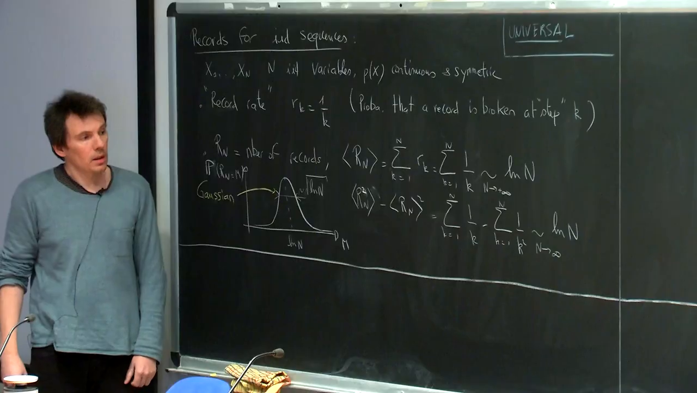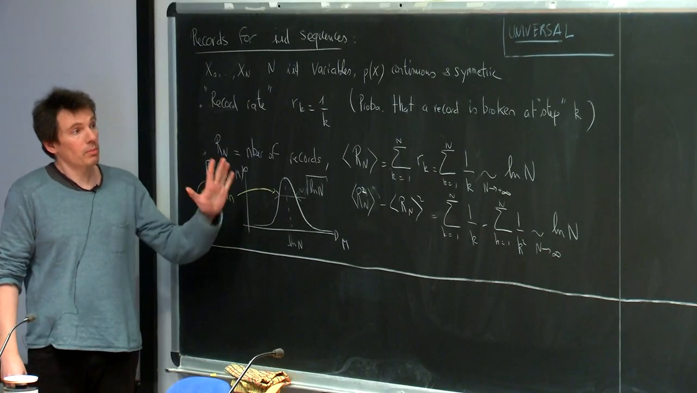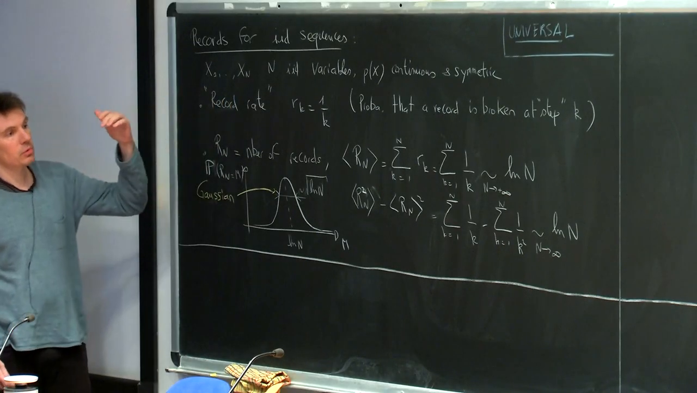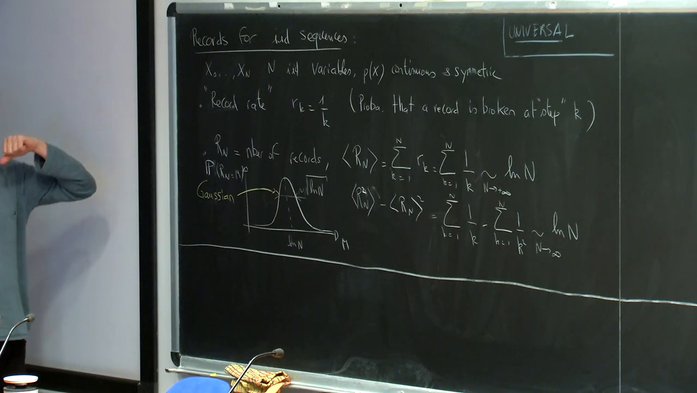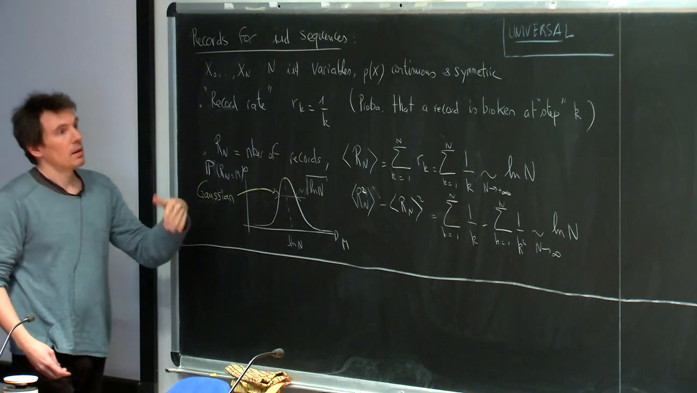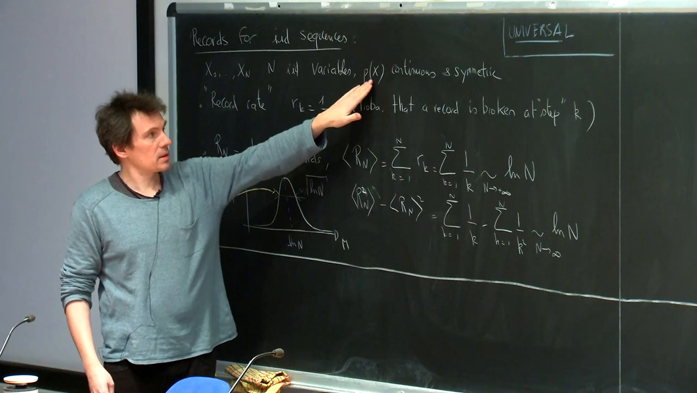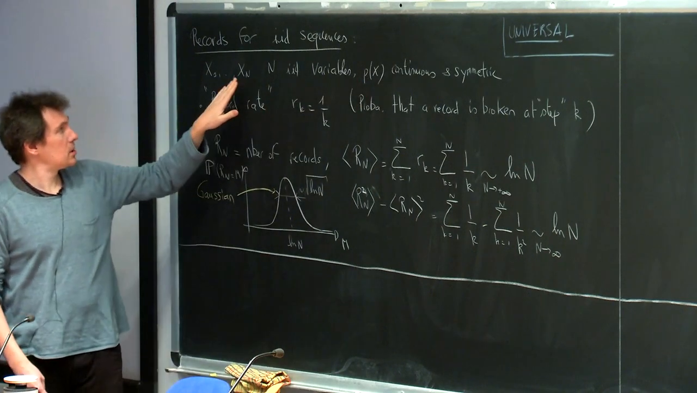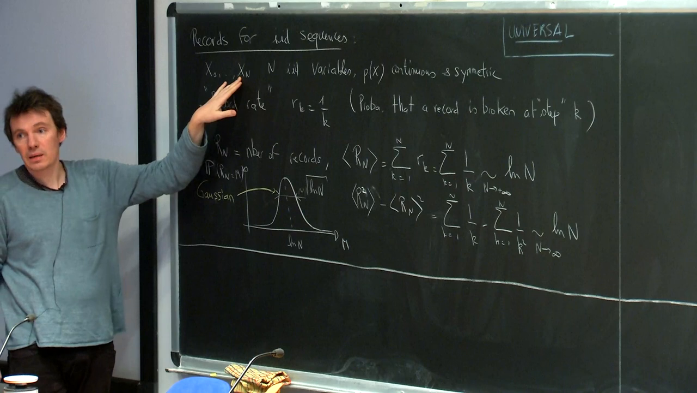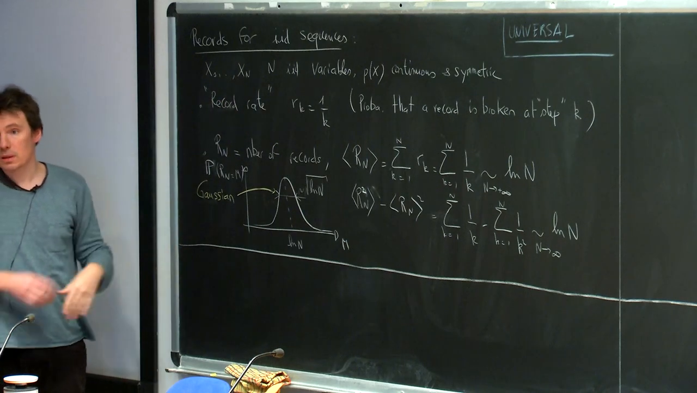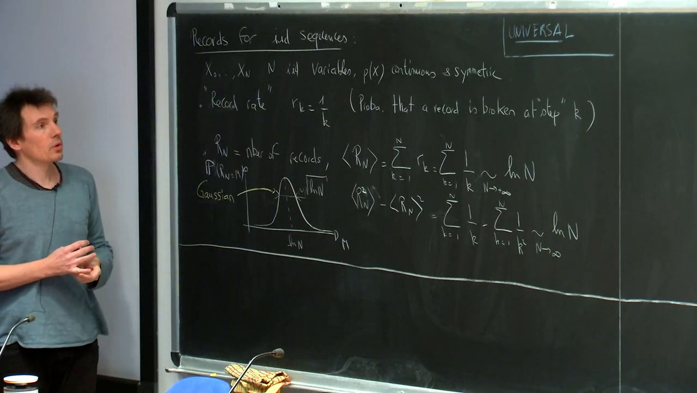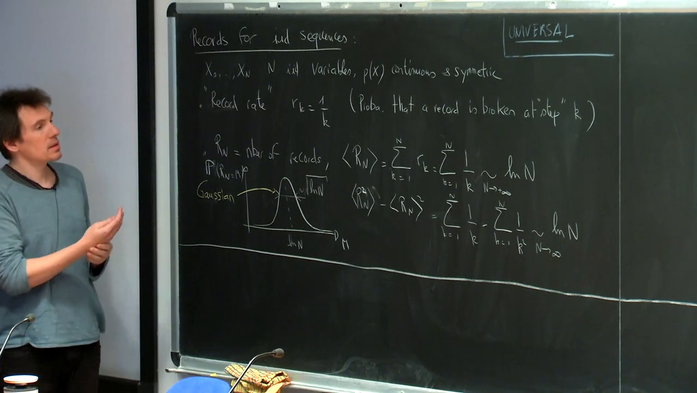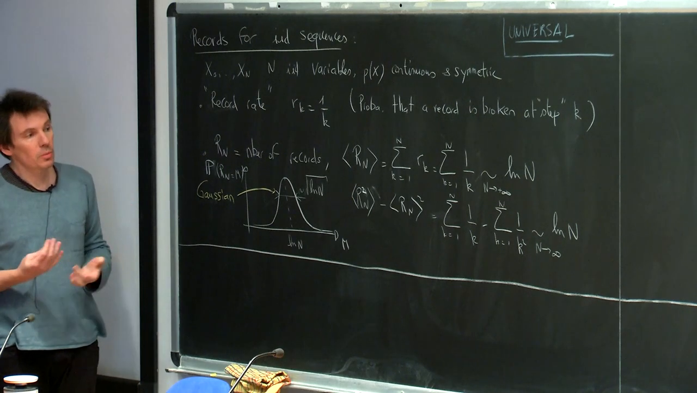Now, today what I want to do, just one thing that one has, of course, to keep in mind is that in all these results, finally, the P of X, that means the initial PDF of the Xis, actually does not enter. It has actually completely disappeared. So in other words, this statistics of records for IID is completely universal.